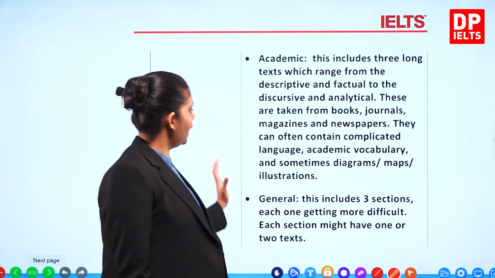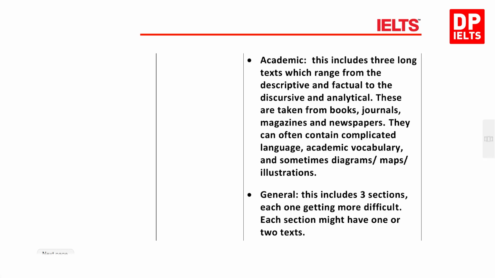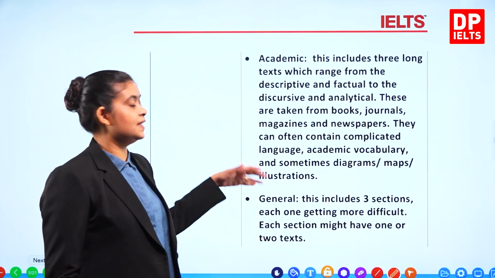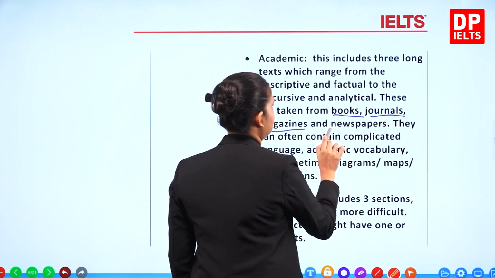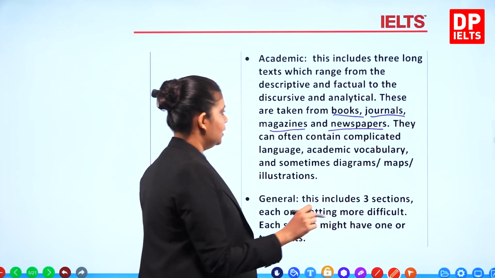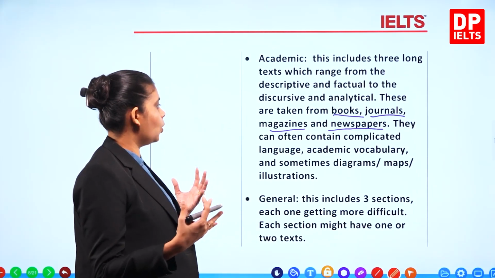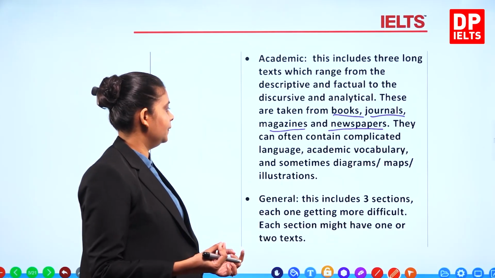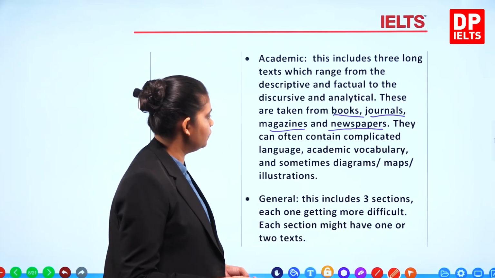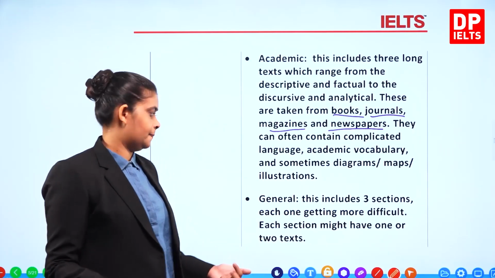Now, in the academic, you have 3 long texts which range from descriptive and factual to more discursive and analytical styles of reading passages. These are taken from books, journals, magazines and newspapers, right? They often contain more complicated language, academic vocabulary, and sometimes even diagrams and maps.